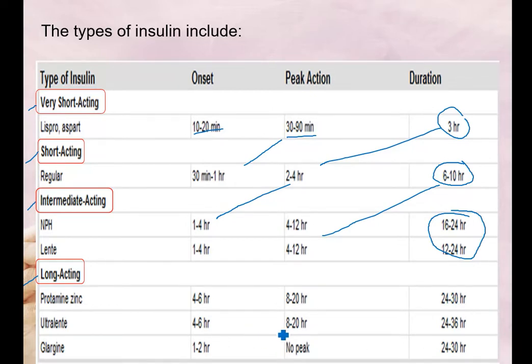Ultralente long-acting insulin: the onset is like the protamine zinc, and the peak of action is also similar to the protamine zinc, but it differs in the duration, between 24 to 36 hours. Glargine: the onset of action between 1 to 2 hours, no peak of action, and the duration between 24 to 30 hours.